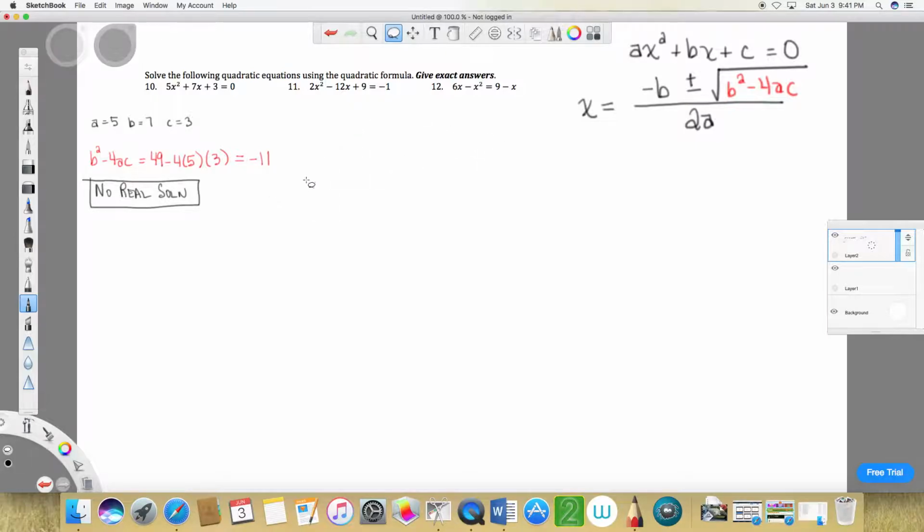All right, so let's take a look at number 11. It's not in standard form. Let's get this in standard form. Let's add 1 to each side. So I have 2x squared minus 12x. When I add 1, 9 plus 1 is 10. I notice that all of these are even numbers. So to make the problem easier, to make the numbers smaller and more manageable, I'm going to divide every term by 2. 2 divided by 2 is 1. Negative 12 divided by 2, minus 6x, and half of 10 is 5, and half of 0 is 0. So now I'm able to identify A, B, and C.